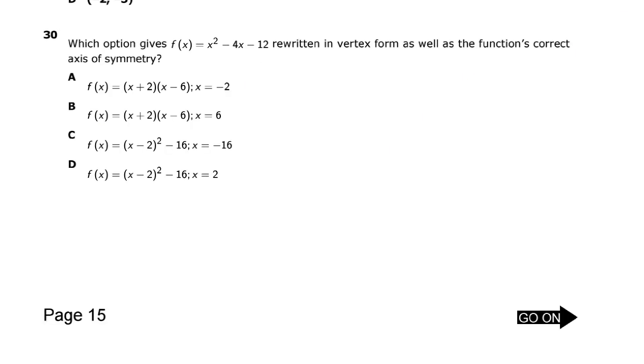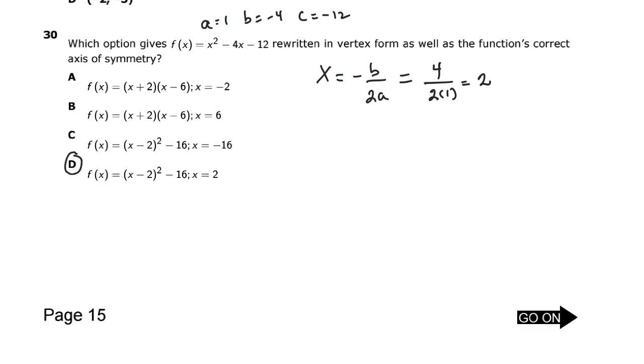Which option gives us f of x rewritten in vertex form as well as the function's correct axis of symmetry? So I know that x is equal to negative b divided by 2a. That's the axis of symmetry form, and we know that a is equal to 1. B is equal to negative 4, and C is equal to negative 12. So negative B is 4 divided by 2 times, well, B is negative, so it's 4, and that's 2 times 1. So 4 divided by 2 is 2. Based on that information, the answer should be D, but let's check further.